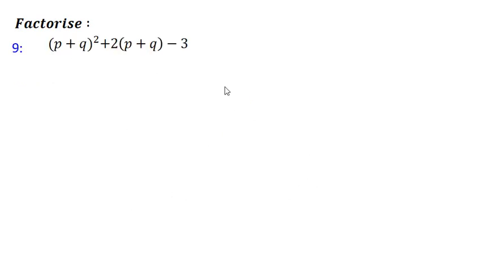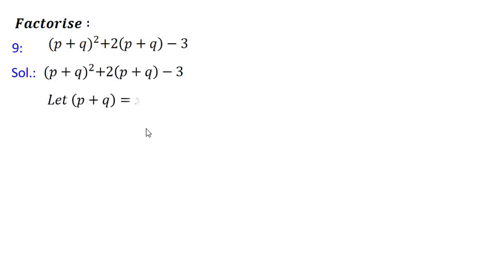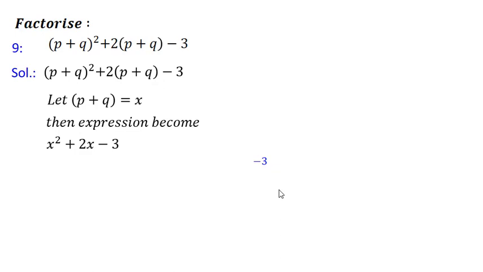Ninth question is p plus q the whole square plus 2 into p plus q minus 3. Now here instead of expanding this, what I will do, I will consider this p plus q as a single variable. So let us take this p plus q as x. So my expression will become x square plus 2x minus 3. Now this is simple, you can factorize it. So you have to find two factors of minus 3 such that their addition is 2 and their product is minus 3. So you take two factors as 3 and minus 1.